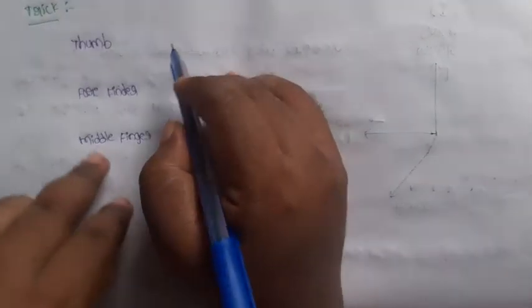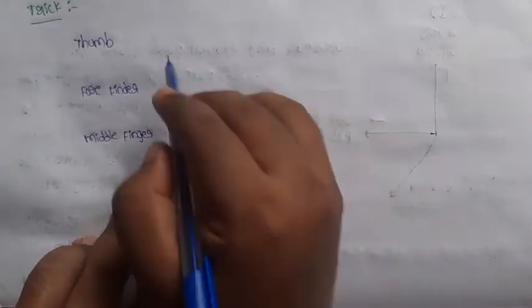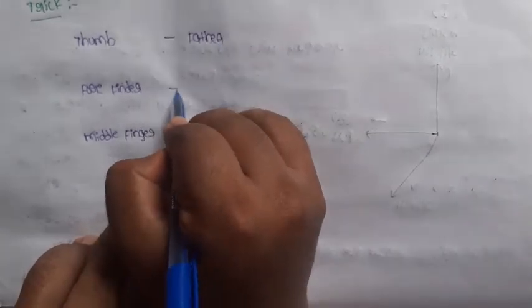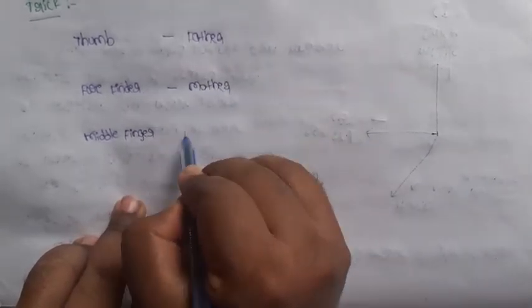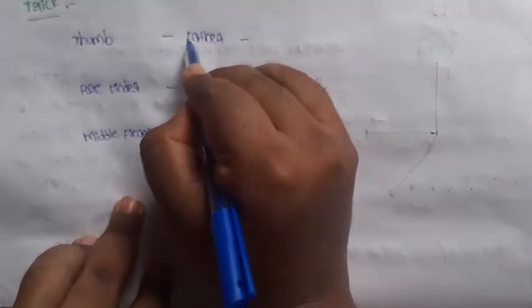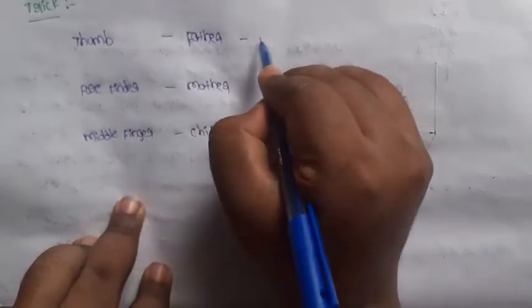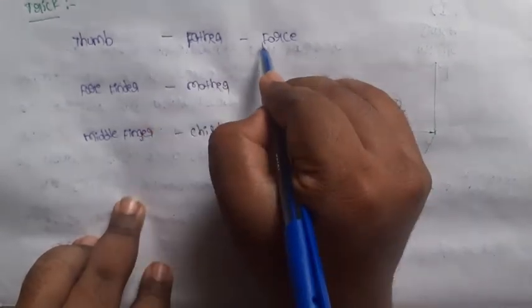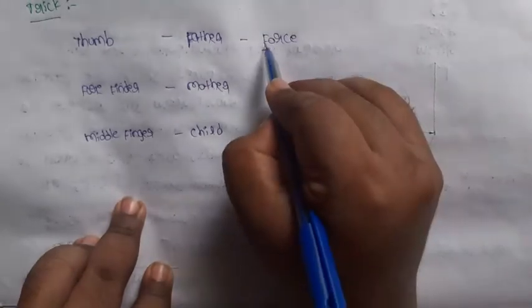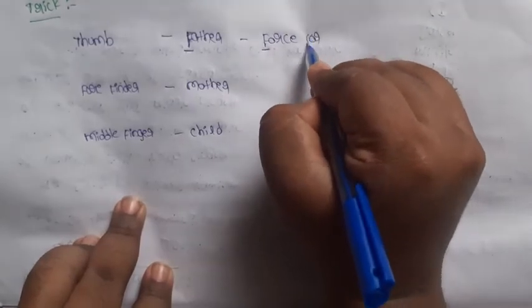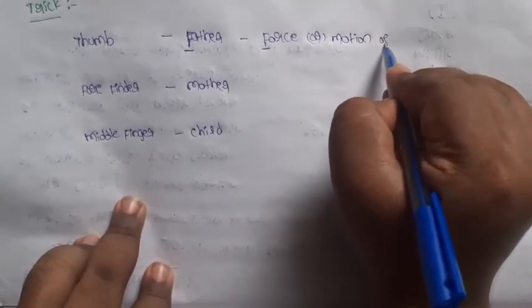I am assuming this is a small family. In this family, who is the head of the family? Father, next mother, next child. Father is equal to force, because the first letter of father is similar to the first letter of force. So F, F, or motion of conductor.